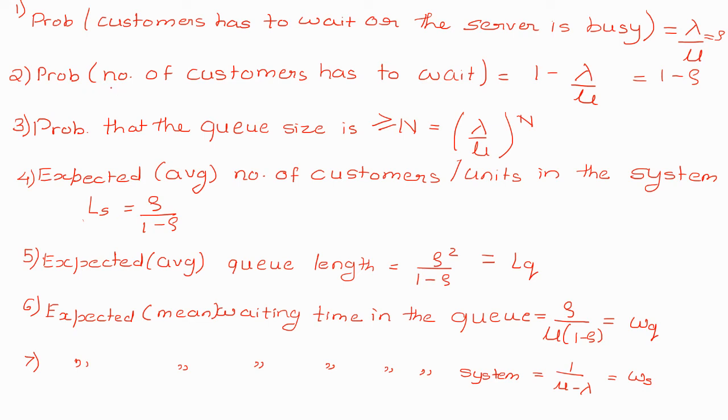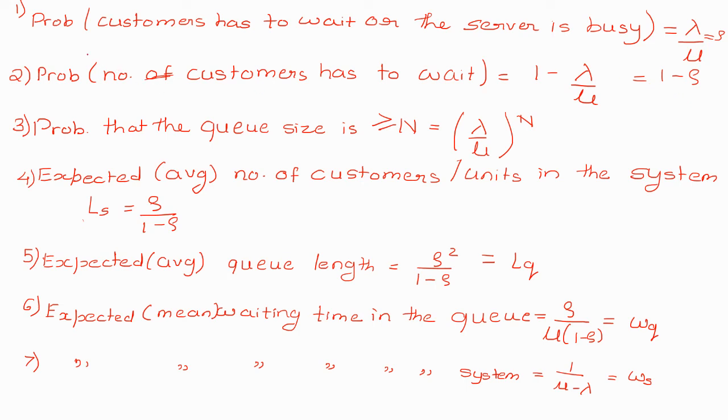Now, the probability that no customers have to wait. This is obvious: the probability that a customer has to wait and the probability that the customer does not have to wait are complementary events to each other. So the probability that no customer has to wait will be 1 minus the probability that the customer has to wait. It is given by 1 minus lambda by mu, and lambda by mu is my rho, therefore it is given by 1 minus rho.